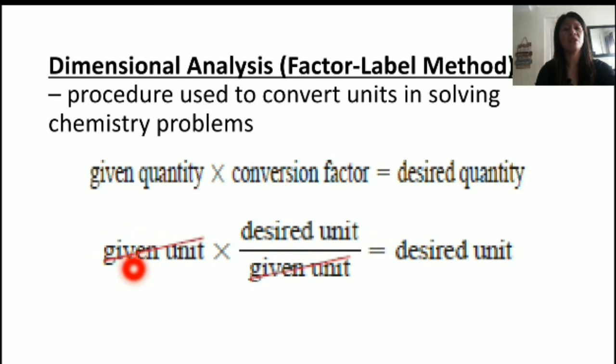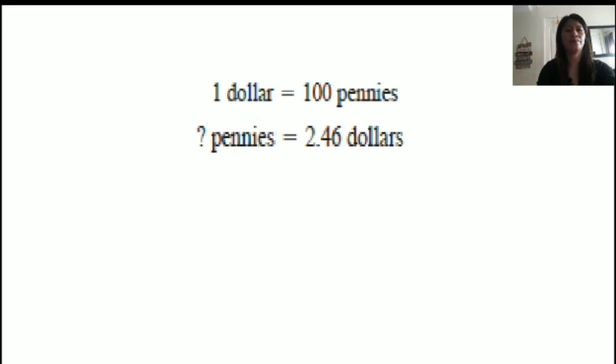So there we have the given unit times the conversion factor. The given unit is in the numerator. You can have that cancel with the unit in the denominator of the conversion factor. So cancellation is always done between the numerator of one factor and the denominator of another factor in conversion. So that will make you arrive at the desired unit.